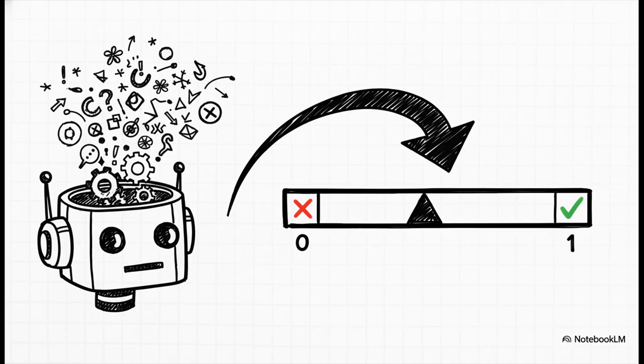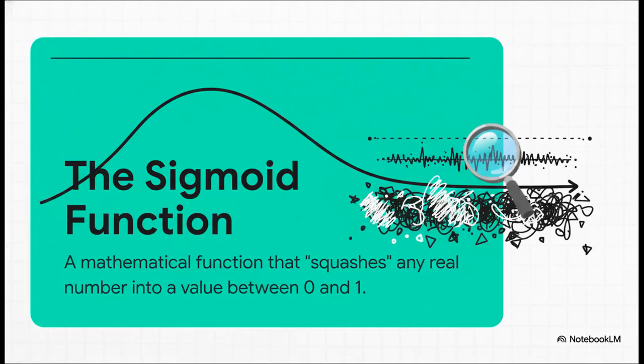Okay, but here's the tricky part. A machine learning model doesn't really think in terms of yes and no. It just thinks in numbers. So how do we get from some random calculation the model does to a confident decision? We have to translate its output into a probability, a nice clean number between 0, meaning no way, and 1, meaning absolutely for sure. And this is where this really elegant little piece of math comes to the rescue.